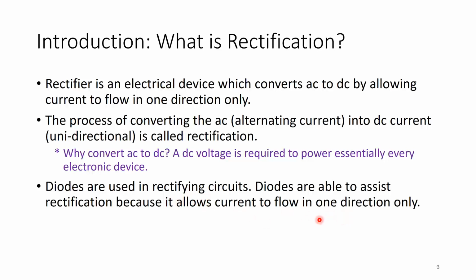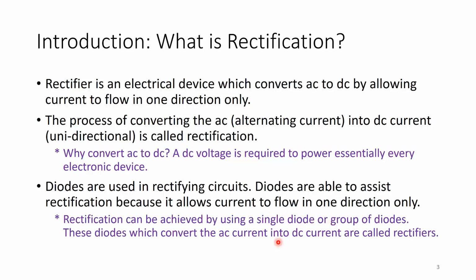This is what I meant just now by this sounding familiar, because a rectifier converts AC to DC in one direction only, and the diode is one of the devices that you have studied that allows current to flow in one direction only. So rectification can be achieved by using a single diode or a group of diodes, and these diodes which convert AC current into DC current are called rectifiers.